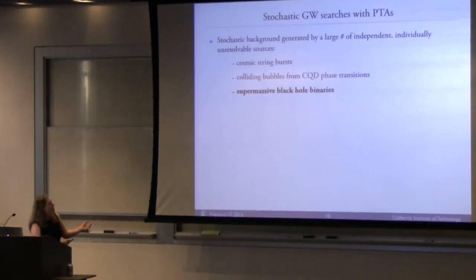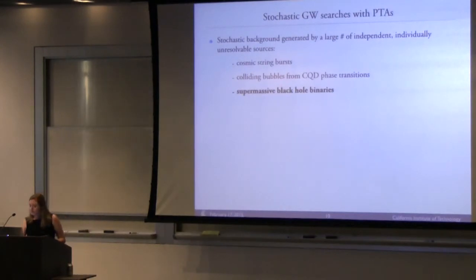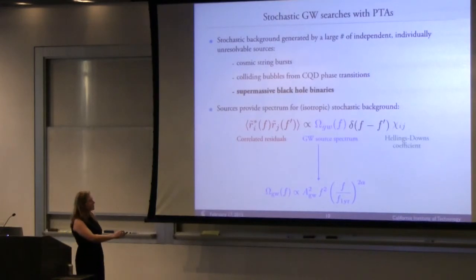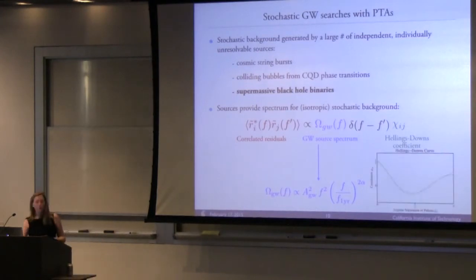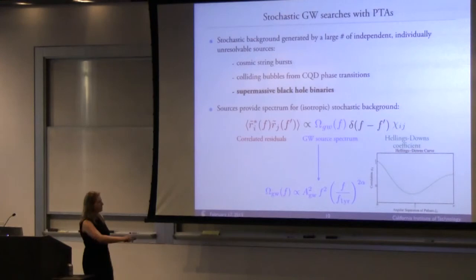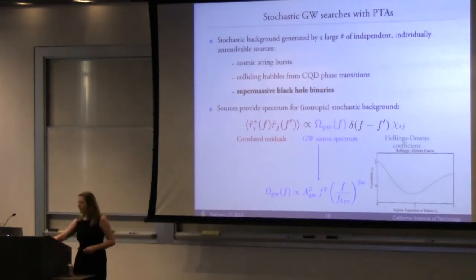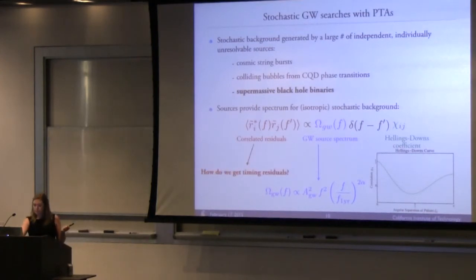And the sources, again, are things we talked about earlier, things like supermassive black hole binaries. You could have cosmological sources. But basically, looking at those sources, we're able to determine this source spectrum. That's the equation that we're looking at here. So we just have some function that tells us the source spectrum. We know what the Hellings and Downs coefficient is because we talked about this in the last slide. So this is the expected correlation that we'd like to see. So if we want to solve this problem of how to look for a gravitational wave, we've got to figure out how to get these timing residuals.